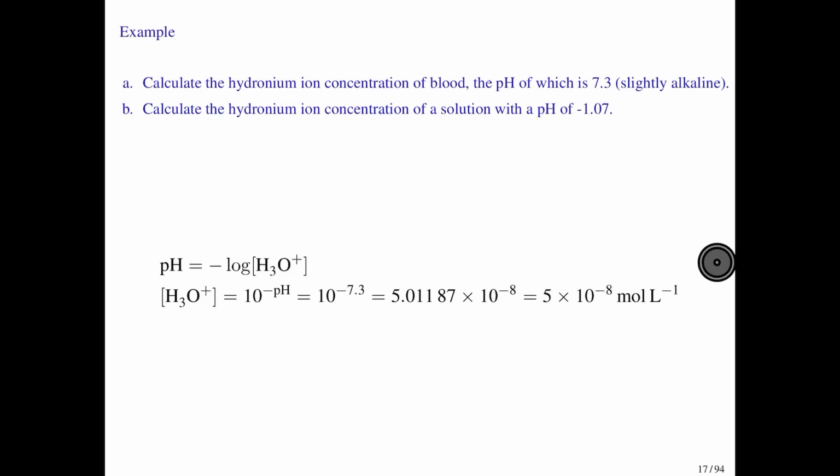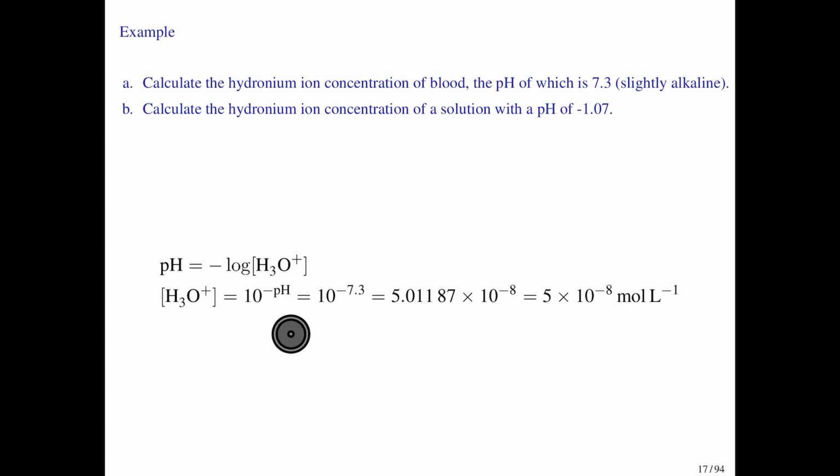Let's see, in this problem, we are going to be doing the opposite. We are being asked to calculate the hydronium ion concentration of blood when the pH of the blood is 7.3. So this is a slightly basic solution. The term alkaline is a synonym for being basic. So we've got a pH of 7.3, slightly greater than water, and they want us to calculate the hydronium ion concentration. So we take our pH definition and we need to algebraically rearrange it to solve for the hydronium concentration.